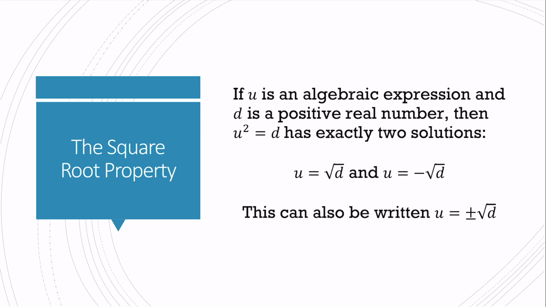Another tool we can use other than the zero factor property is the square root property. We're going to be talking about square roots and radicals. That's what this symbol is. This is a radical symbol. More in module 7, but we can use them as a tool for us now. So if u is an algebraic expression and d is a positive real number, then u squared equals d has exactly 2 solutions: u equals the square root of d and u equals the negative square root of d.